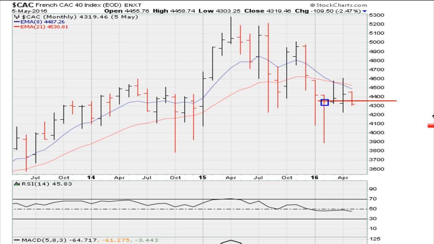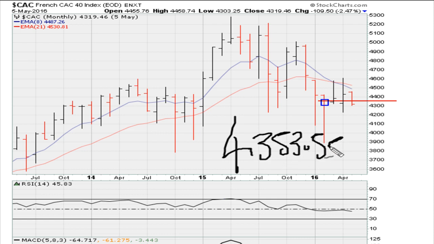Here we are trading below 2016's monthly closing low, and as long as it is trading below 4353.55, this instrument has a chance of seeing a huge drop. So here it is below 2016's monthly closing low of February.